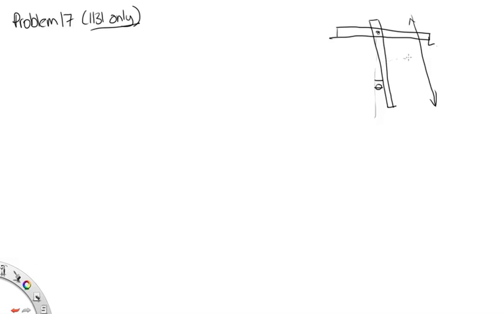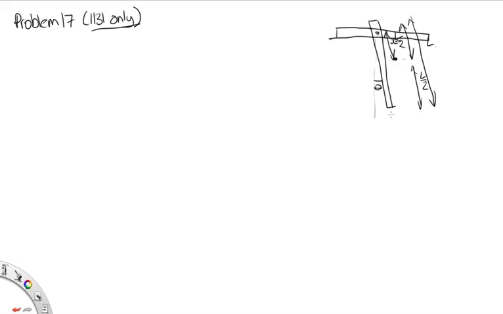The rod's of uniform density, so the center of mass is in the middle of the rod. So this is L on 2, L on 2, and we're told that the distance from the pivot point to the center of mass is given by x. The mass of the rod is m, and the total length is L. So part A asks, what is the torque acting on the pendulum when its angular displacement from the vertical is theta? Okay, now there's two ways to do this, the easy way and the hard way.